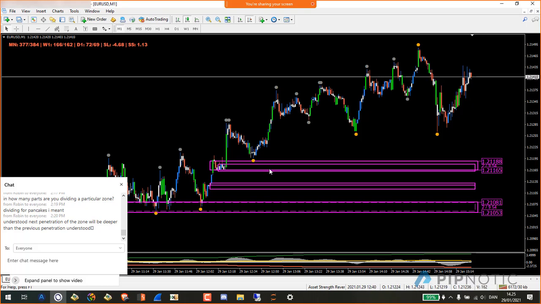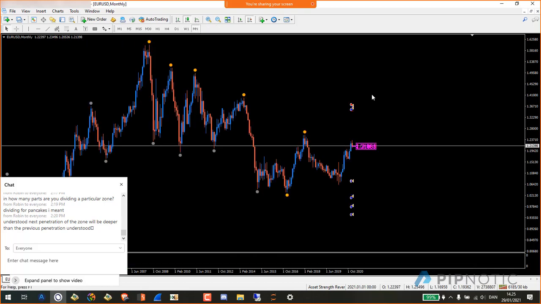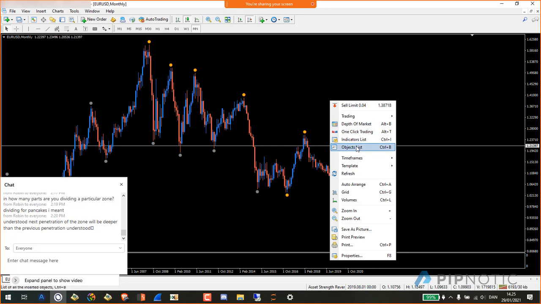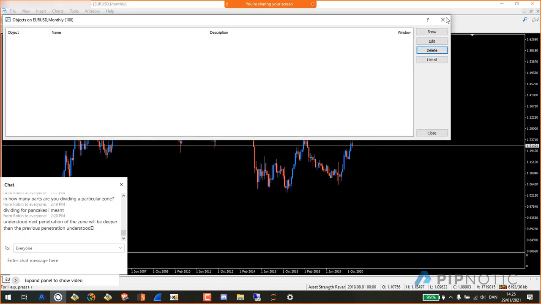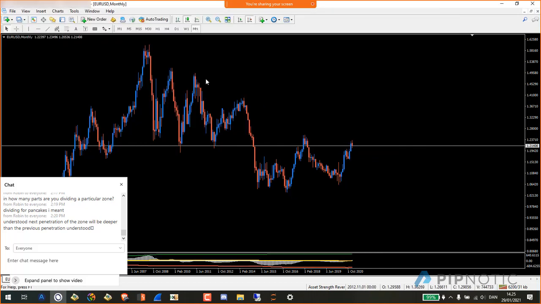This is a 1 minute chart, but that doesn't matter. I mean, this happens on the monthly chart as well. Go to the monthly chart, we can have a look. I don't know if I have any data. Let me delete all of these objects. Okay, so the exact same thing is happening here.